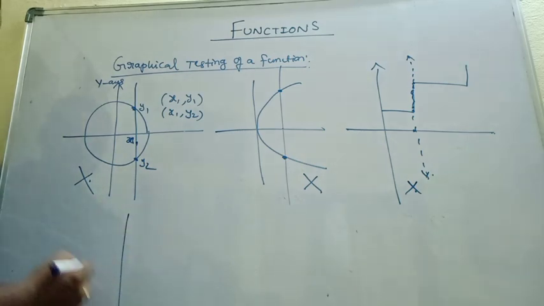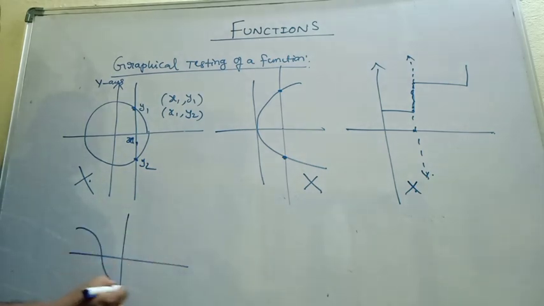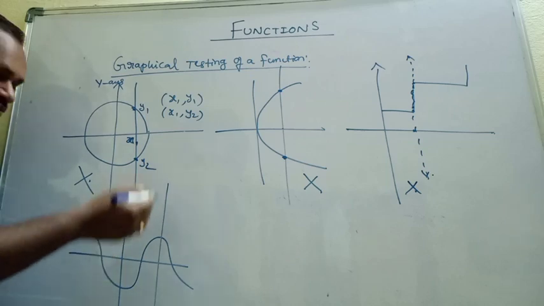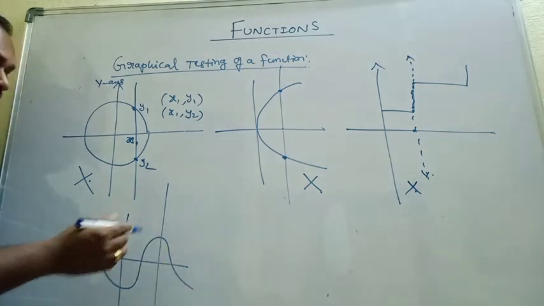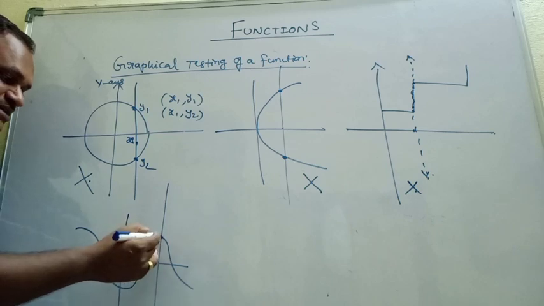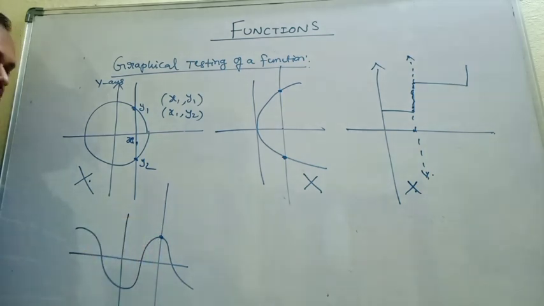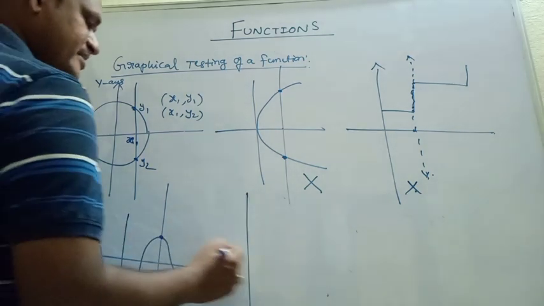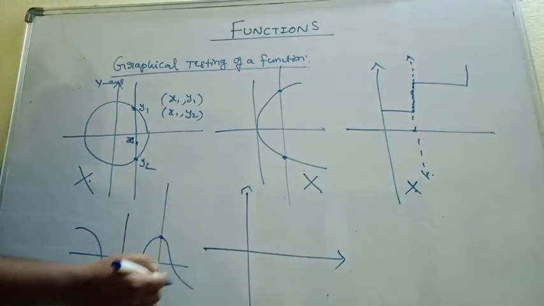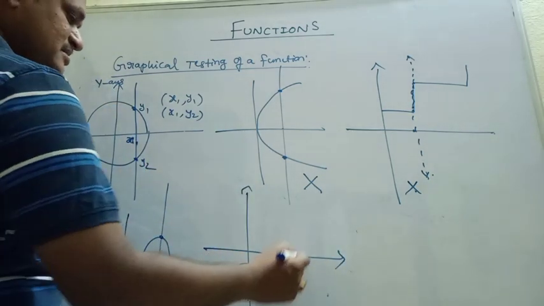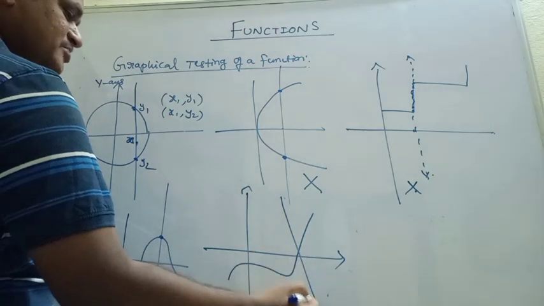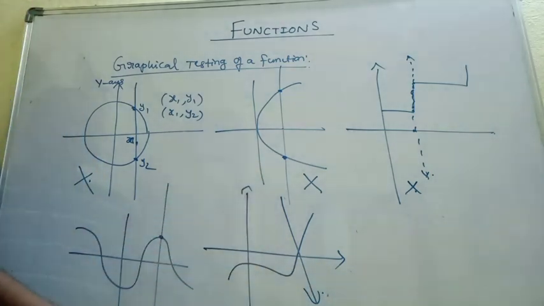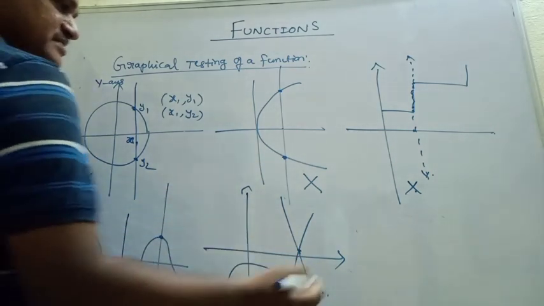And next, suppose I am having a function like this, right? Now this is a function, because if I draw a vertical line, it intersects at a single point. Therefore, it is a function. Next, what we have here is like this. What about this? This is also a function, right? If I draw a vertical line, it cuts at a single point.